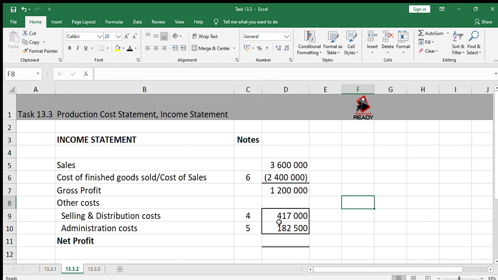Now that we've got the selling and distribution costs and the administration costs, you can add the two figures up and put it above in line with other costs, but in brackets, just like a normal income statement. And then you're going to take your gross profit minus other costs to work out your net profit. So 600,500.